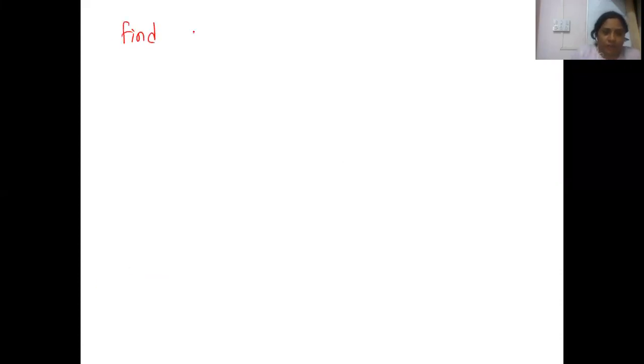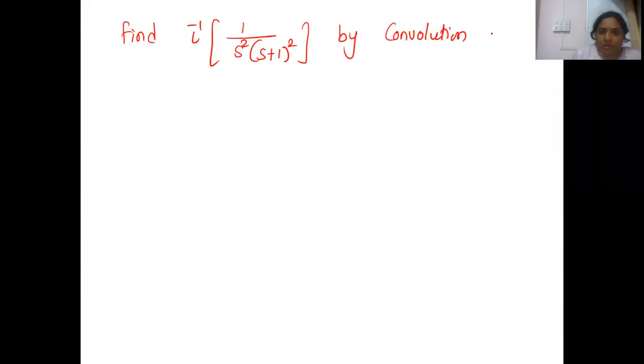Find the Laplace inverse of 1 upon s square into (s plus 1) square by convolution theorem. If you will not use convolution theorem, how else can you solve this? Partial fraction. Very good. So you can always separate these terms and solve by partial fractions. Or you can try with first shift also. Wherever there is s, is it possible for you to write s plus 1? You can check. If possible, you can use that also. But if they have specified to use convolution theorem, then use convolution only.